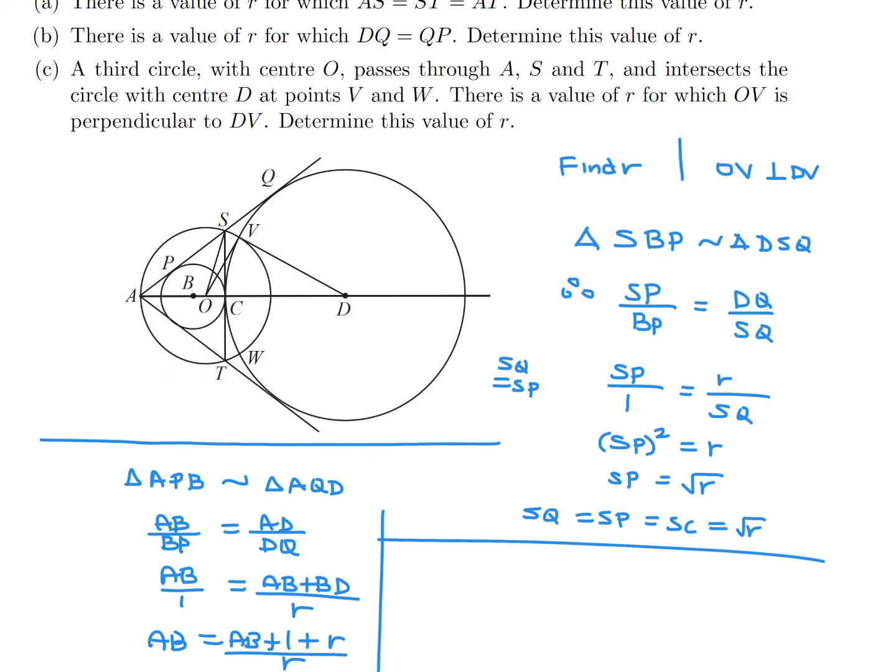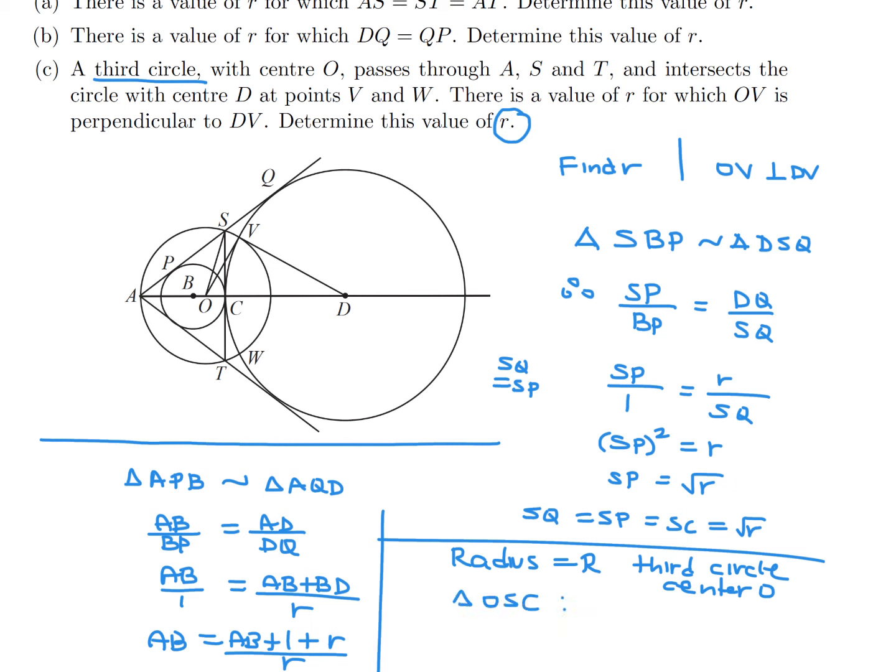Solve for the value of r, the small r. So this third circle that they're talking about, we'll let that third circle have a radius. I'll just call it big R. So the third circle, the one that has the center O. And then if you notice, in that third circle, look at a triangle OSC.